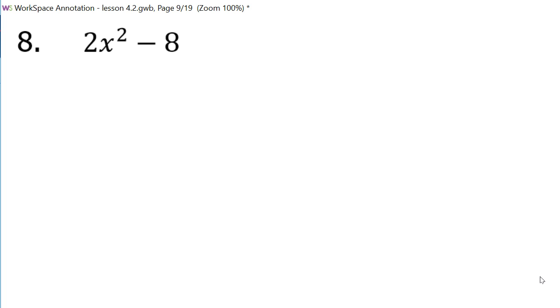Number 8, is this one a difference of squares? No, because 2 is not a perfect square. So if it's not a difference of squares, look for a GCF. So what is the GCF? 2. So factor out the 2. And 2 times what gives us 2x squared? X squared. And 2 times what gives us negative 8?